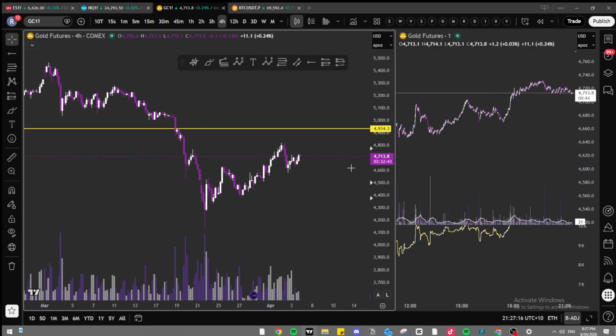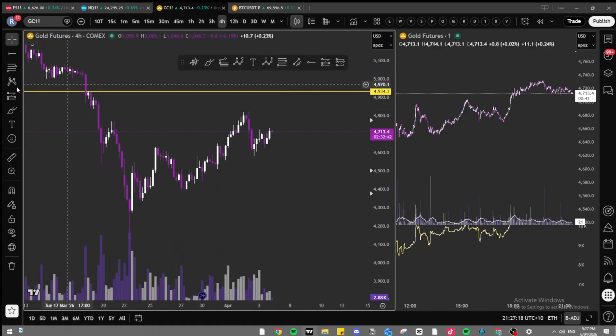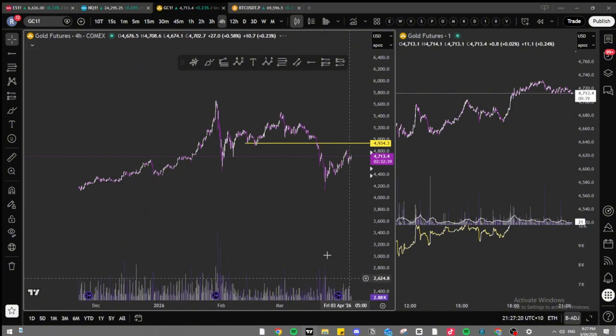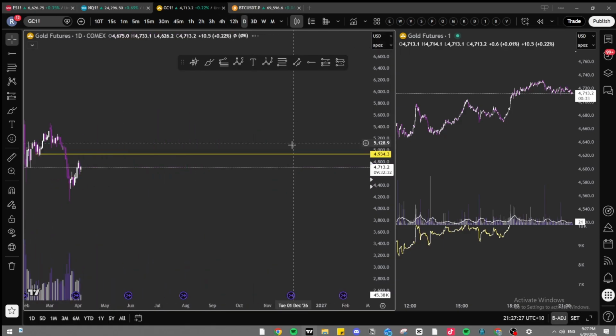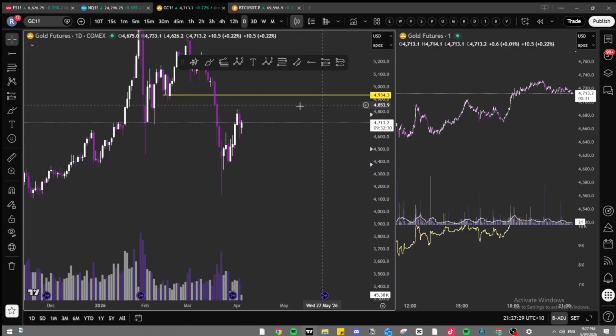So looking at gold now, just quickly, I don't really have a clear bias on it. Is this the live chart? Yeah. We're obviously in a downtrend, so I wouldn't be expecting a massive push up. We do have this daily level that just formed.